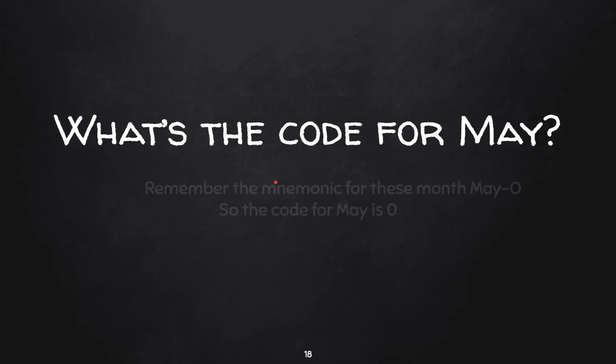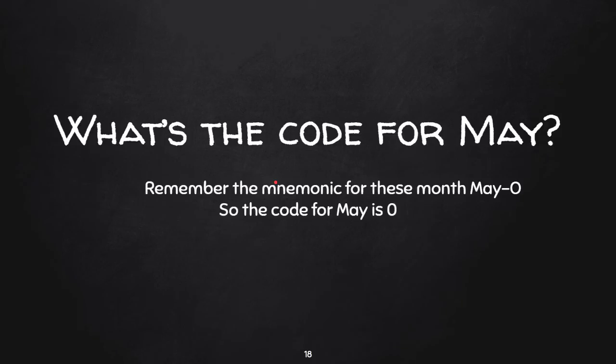If you remember the mnemonic for the month, do you remember the mnemonic for this month, May? Well, if you do, then you know the code for May is 0.